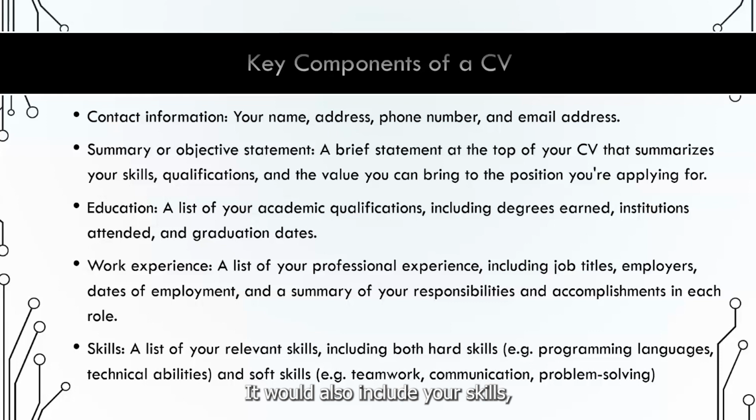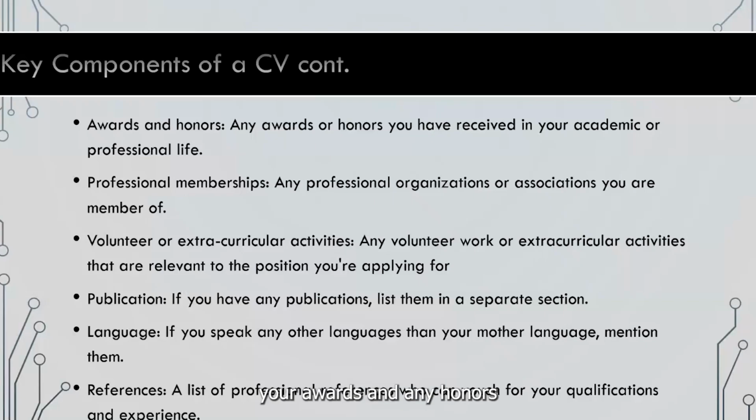You would also include your skills, relevant skills that include both hard skills like programming languages and technical abilities, as well as soft skills like teamwork, communication, and problem solving. You would also include, of course, your awards and any honors, so any awards that you've received in your academic or professional life. Also, professional membership, so any organizations that you've been a part of, as well as volunteer or extracurricular activities. So if you've done any volunteer work at any lab or with any professor, you would include these here. And of course, anything that's relevant to the position that you're applying for.